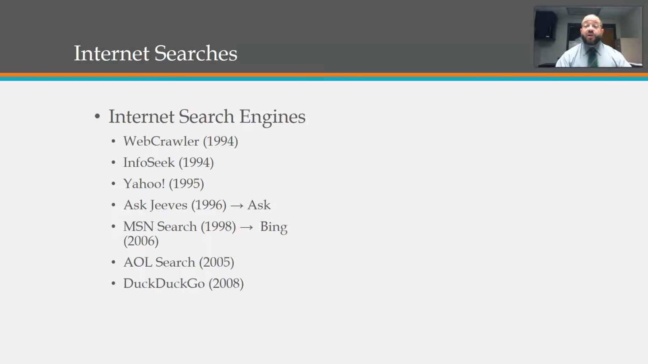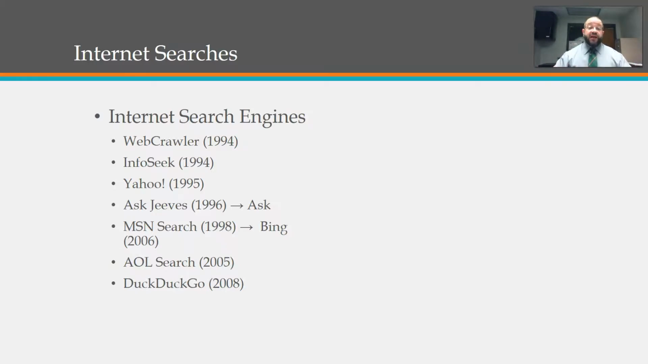And WebCrawler was unique and advanced for its time. Of course, later came InfoSeek, all right? And InfoSeek was one I preferred using in the mid-90s because it seemed to be a little bit more accurate than WebCrawler. And of course, Yahoo came around. And we're going to watch a video in class a little bit later on how Yahoo gave you good results, but it wasn't always correct, all right?